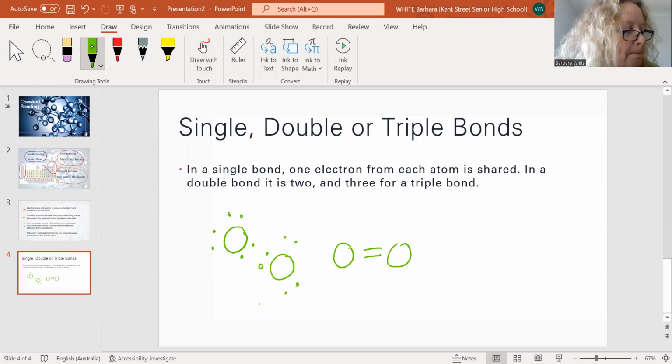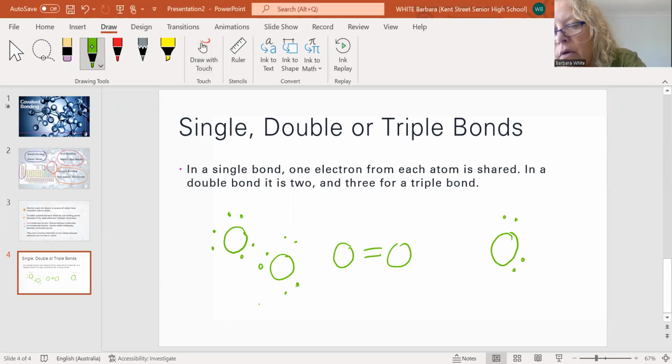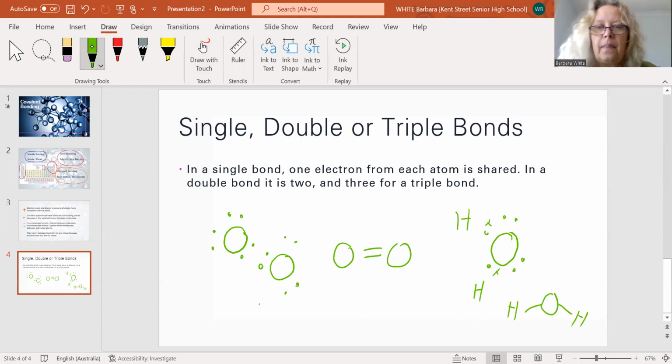Now they're not always going to have double bonds, oxygen. Water, for example, is an oxygen with 2 hydrogens. We've got 1, 2, 3, 4, 5, 6. We've got a hydrogen over here, putting an electron into that shared pair, and another hydrogen over here. So those are both single bonds. So you've got your oxygen, you've got that hydrogen there, and you've got that hydrogen there. Okay, I will do a triple bond. Hang on.